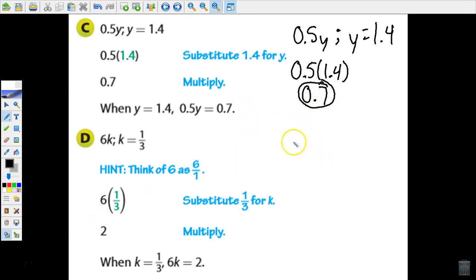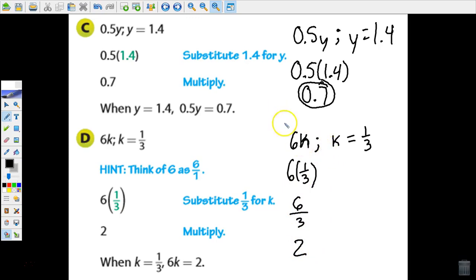All right, let's keep it going now. So they tell me 6k, semicolon. That means multiply. I'm multiplying 6 times k. And k equals 1/3. So I substitute the k for 1/3. So 6 parentheses 1/3. And what that is, 6 times 1, and then 3 times the imaginary 1 under the 6. So I get 6 over 3. And then when I work this out, it is 2. If you want, we can do cross multiplication, where this becomes a 1, this becomes a 2, and then we just have 2 by itself. You can do it either way. Both ways work. Both ways are good. All right, moving on.